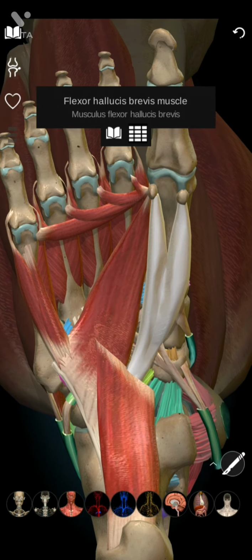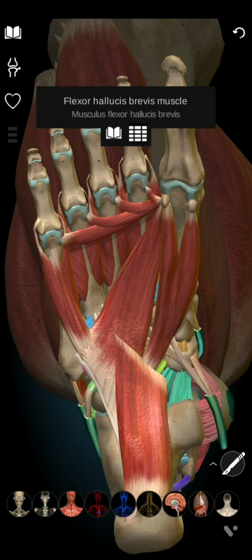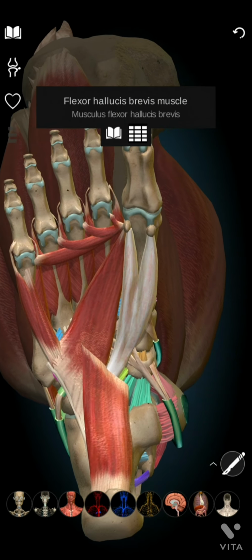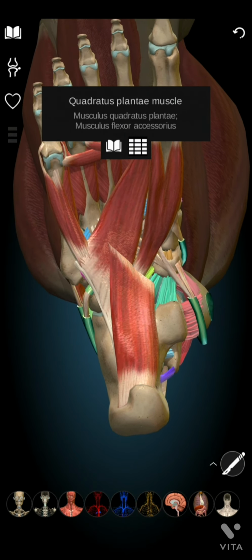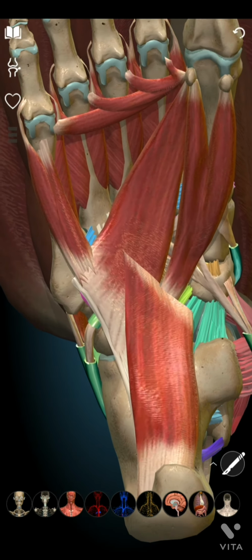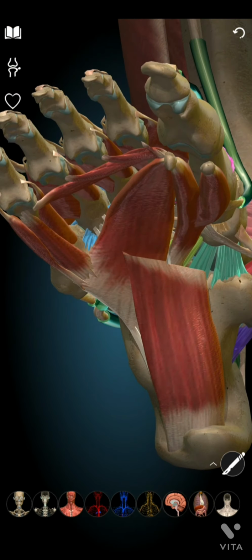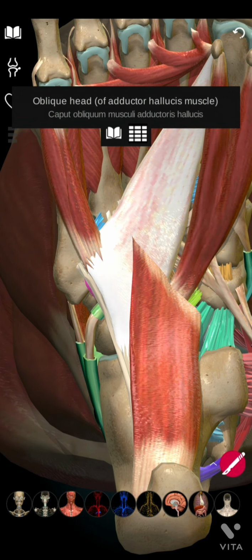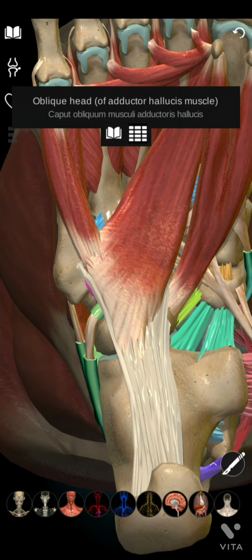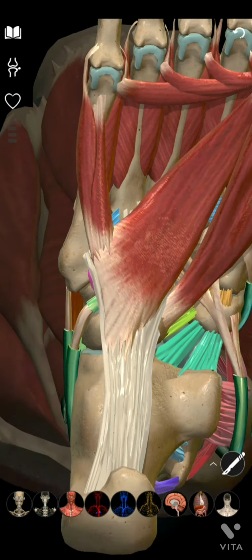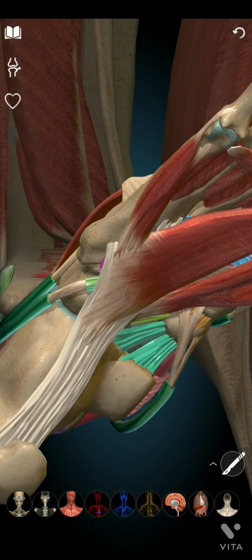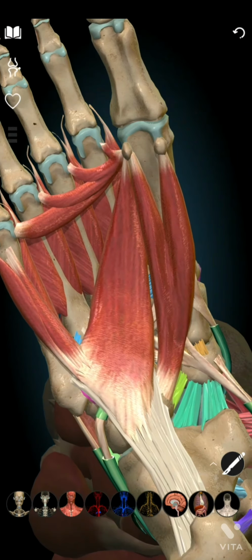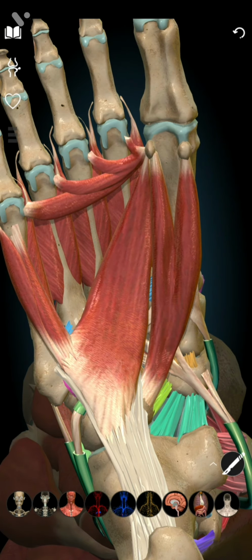Then if we see, we have the flexor layer: flexor digiti minimi, flexor hallucis. This is the quadratus plantae muscle. Its origin is from the calcaneum, and it's going to insert on the tendons which are present over there. So we're going to remove this. Initially we decided to come from medial to lateral, so we'll do that here too.